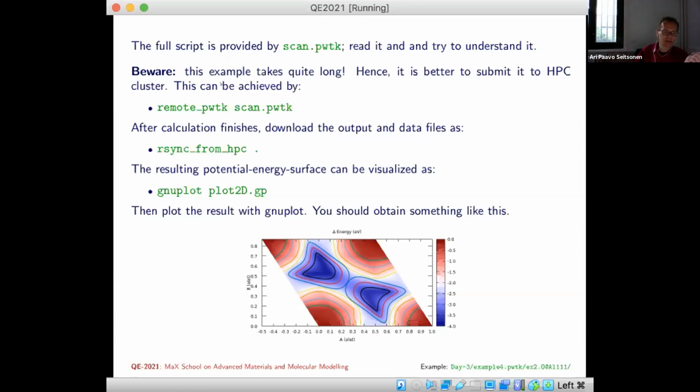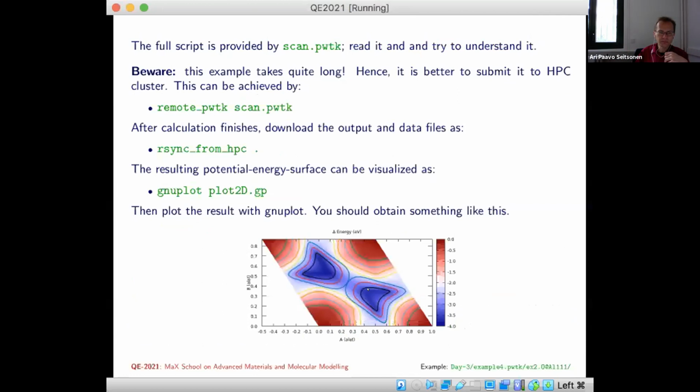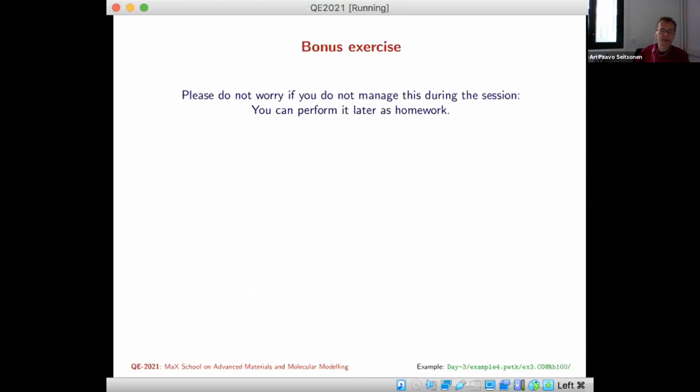Again, these are the commands that you can execute. It's better to run remotely because this takes quite a while, because you have this double loop again, and now you do some relaxation in a metallic system and so on. So this was the second. And then the third one was this CO adsorption on rhodium 100.